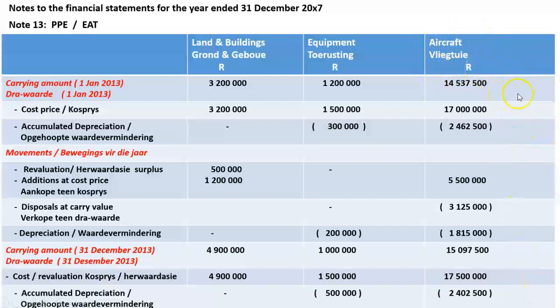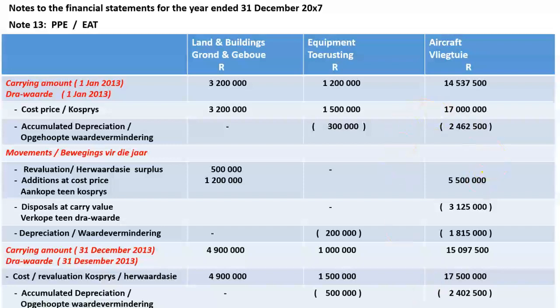Although in my calculations, I'm going to break it down into the body, into the engines, and into the interior, and work out separately for each of those three components all the movement for the year to get to total depreciation, to get to disposals at carrying value, or additions at cost price, whatever the movement is that took place. I'm going to do that separately in a calculation format for all the different components.